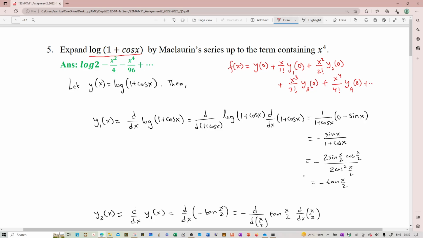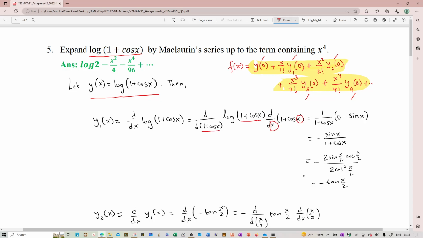So what we need to do here is look at these terms up to the x to the power 4 term, right? So what do we need? We need to find out what y0 is, y1 is, y2 is, y3 is, y4 is, right? Okay, so let's get into the problem. In this problem, y(x) is equal to log of 1 plus cos x, right? Then in order to find y1, we differentiate log of 1 plus cos x with respect to x. The chain rule is being used, right?